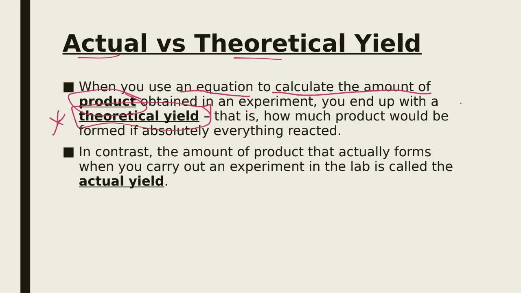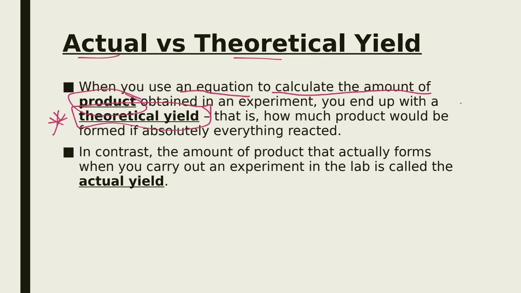So the theoretical yield is how much of that product should be obtained if everything happened perfectly in your chemical reaction. So no errors, no loss of product. Every single molecule or atom was converted into that product.